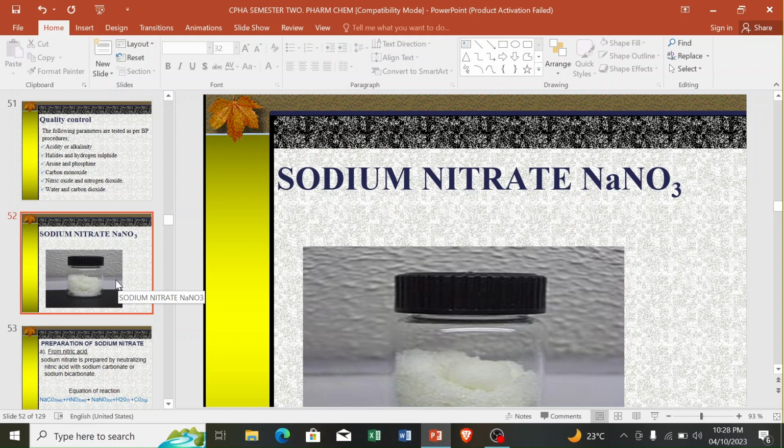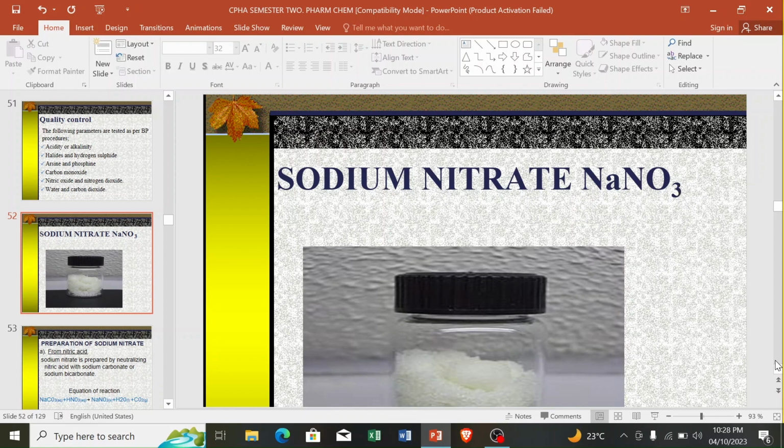So here we are going to look at another compound of nitrogen of group 5 of the periodic table, which is sodium nitrate. So this is sodium nitrate. Sodium nitrate has a chemical symbol of capital N, small a, capital N, capital O, and then we have a 3 down. This is sodium nitrate.